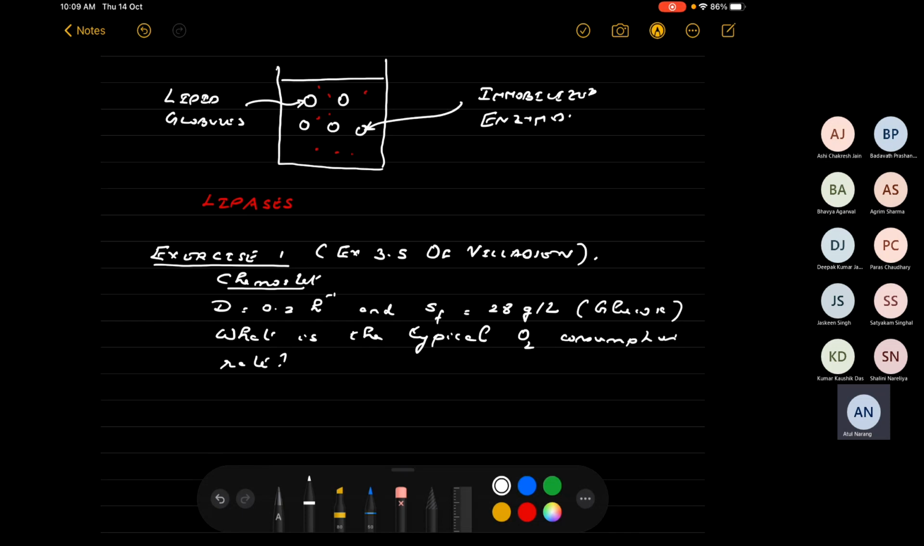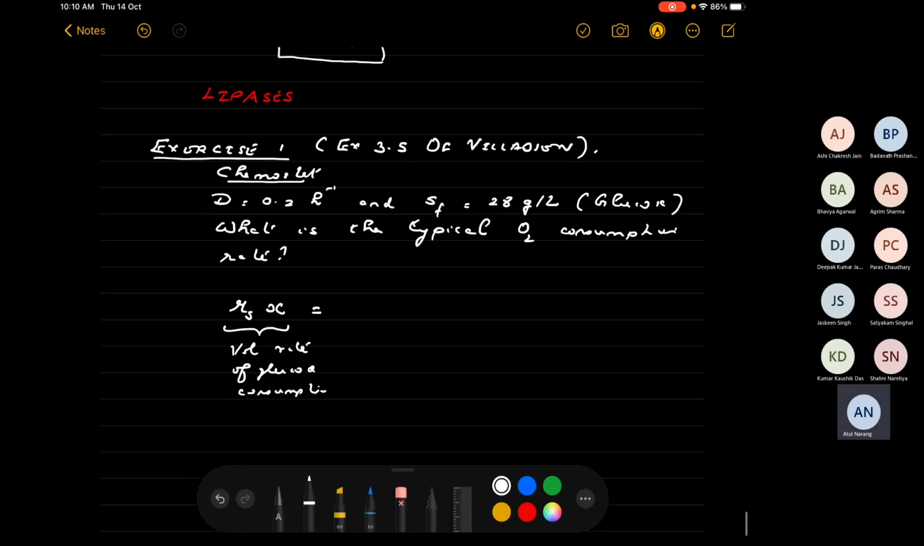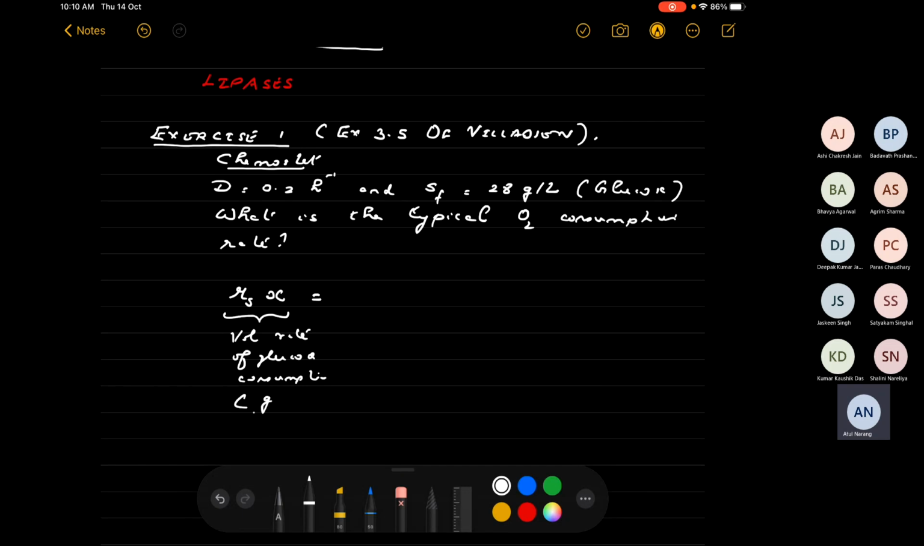So, he first finds out the volumetric rate of glucose consumption. This is the volumetric rate of glucose consumption, RS times X, which has units of grams of glucose consumed per liter per hour, and that we know from mass balance is simply D times (SF minus S). It turns out that at that dilution rate, S is very, very small. So this is approximately equal to D times SF.